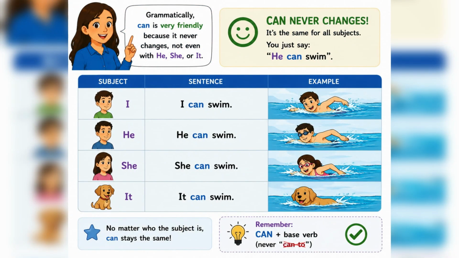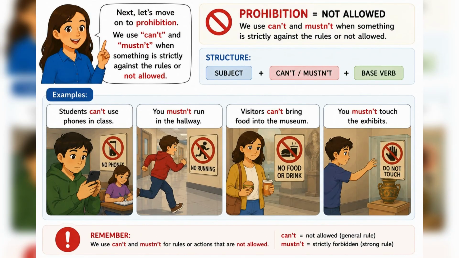Grammatically, can is very friendly because it never changes, not even with he, she, or it. You just say, we can swim. Let's move on to prohibition. We use can't and mustn't when something is strictly against the rules or not allowed.